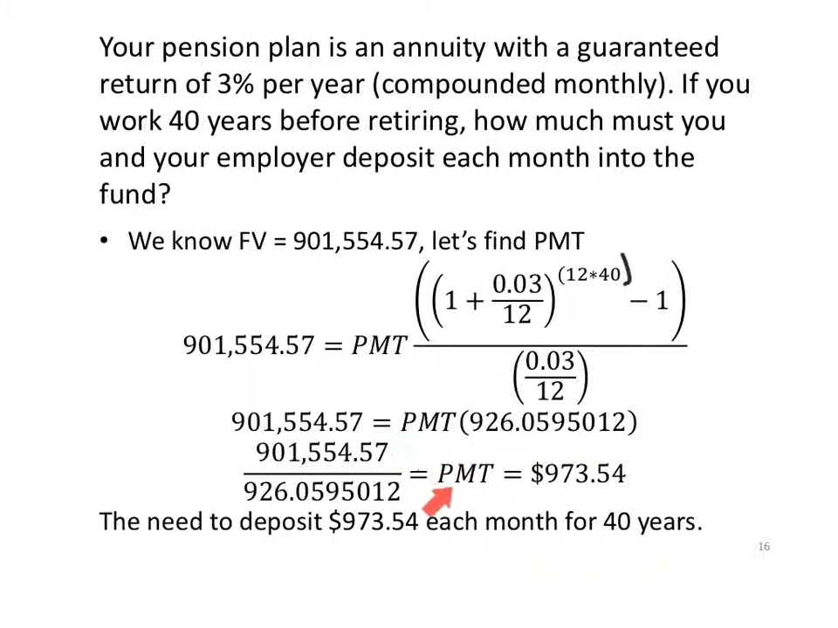To find the value of the payment, $901,554.57 that I want to have after I've worked, divided by my 926 number, gives me payments of $973.54. So, in order to collect $5,000 per month for 20 years when I retire, I have to deposit $973.54 into the account each month for 40 years. Now, hopefully I only have to pay half of that and my employer's matching it, but it depends on where you're employed.